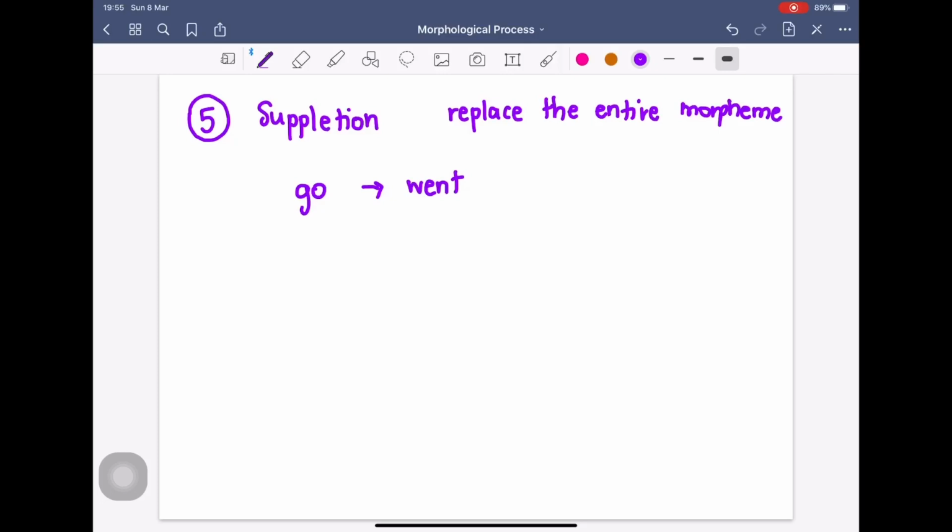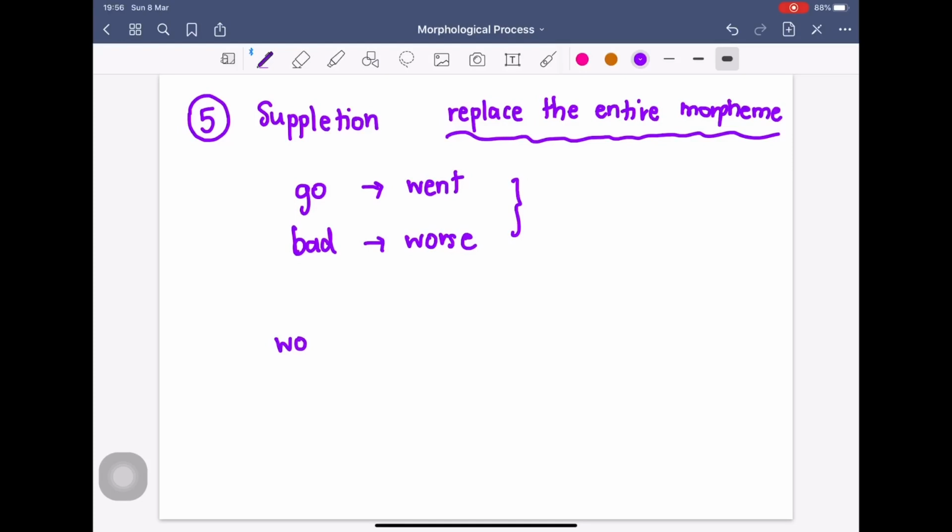But you don't see any similar morpheme anyway. The word go to the word went. The word bad to the word worst. Okay, you can see like that. So both of these examples are suppletion because we are replacing the entire morpheme.